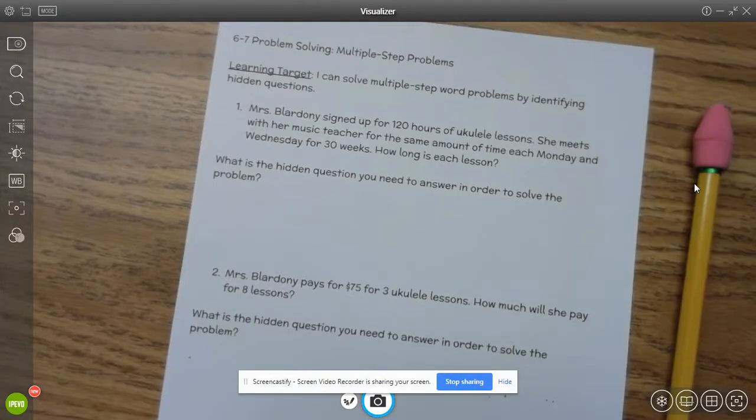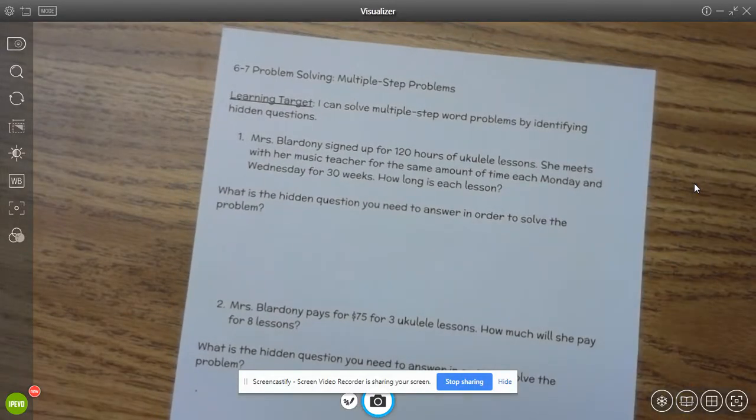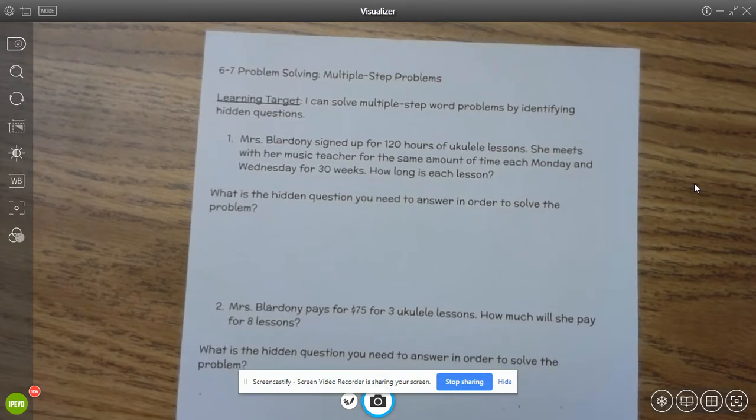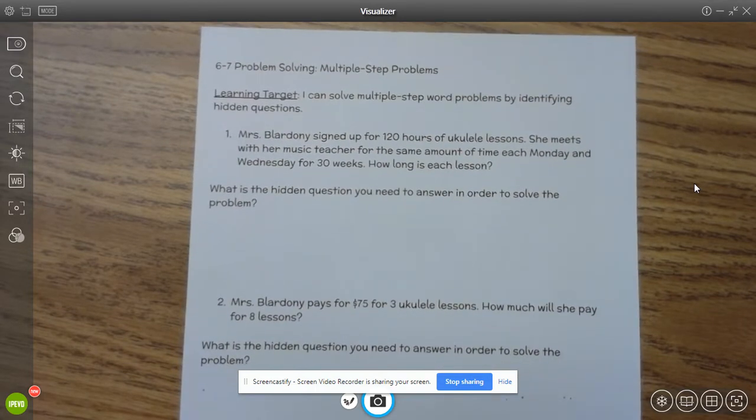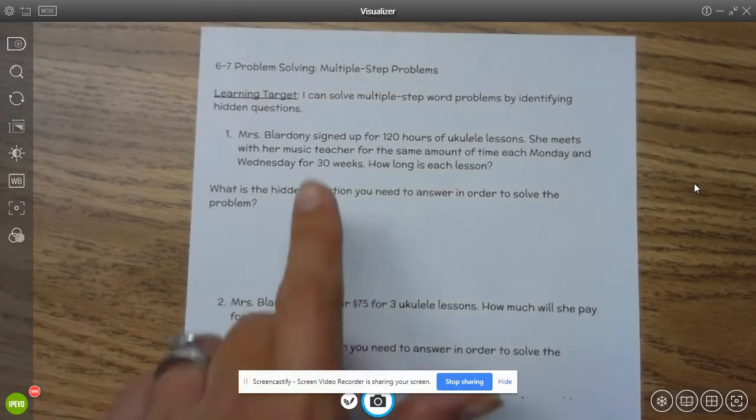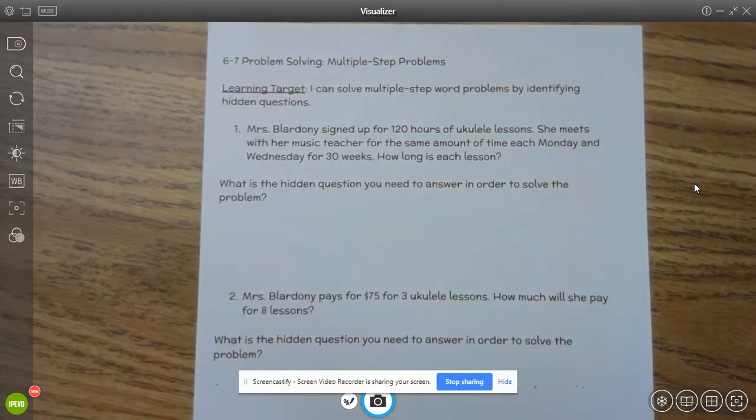Hi, everybody. So, we're going to be talking about word problems today on Tuesday, and there are going to be some hidden questions that we're going to have to figure out before we can actually solve the problem. So, our learning target today was, I can solve multiple step word problems by identifying those hidden questions, those questions we have to ask ourselves in order to solve the problem.